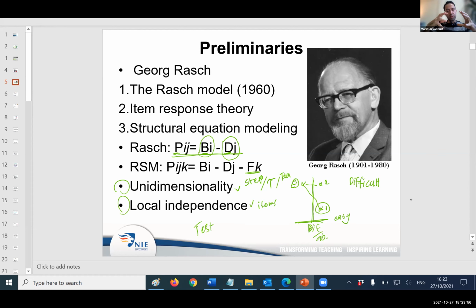So unidimensionality is about the entire test. Local independence is about the test items. The questions are locally independent. And again, I talk about these in details as much as time allows.